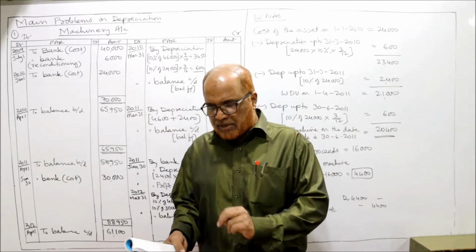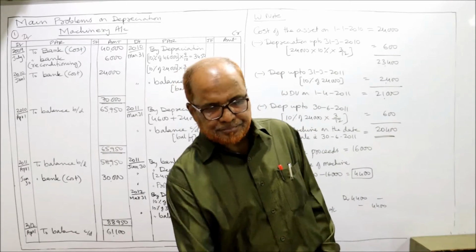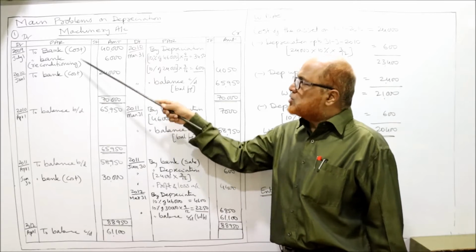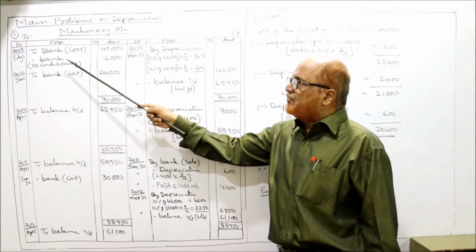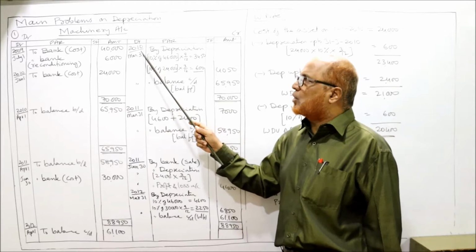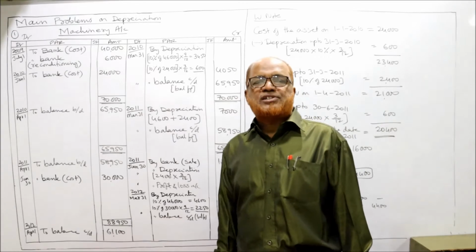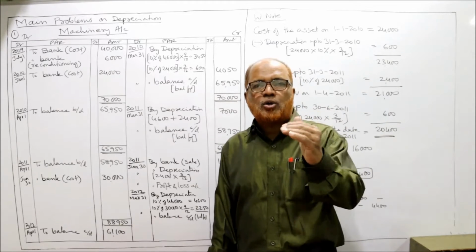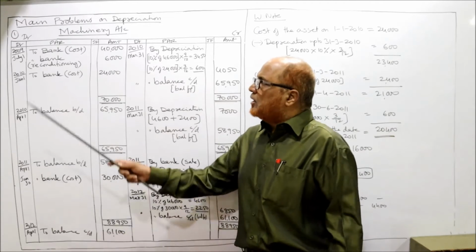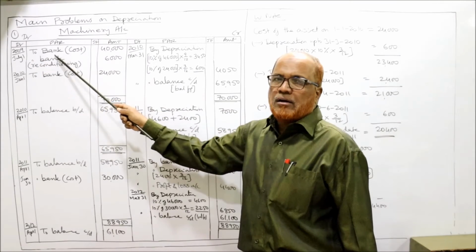When the first machine was purchased, 1st July 2009. Now see carefully. Main problems on depreciation, machinery account. So the ledger account I have prepared. Debit side, 4 columns: date, particulars, JF, amount. Credit side, 4 columns: date, particulars, JF, amount. First of all, when a machine is purchased, the entry is machine account debit to bank. Machinery account should be debited. So on the debit side, July 1st, 2009, to bank, cost.